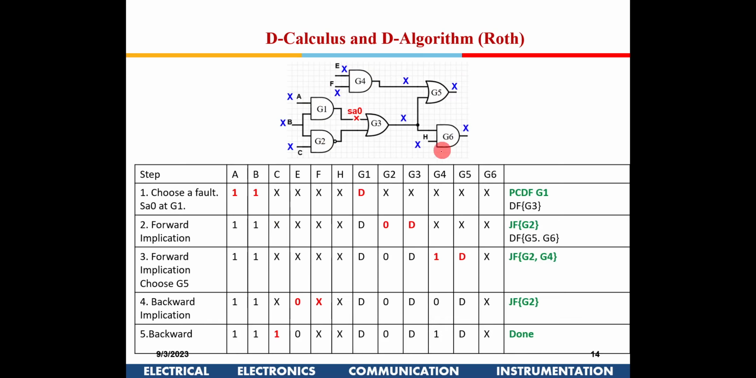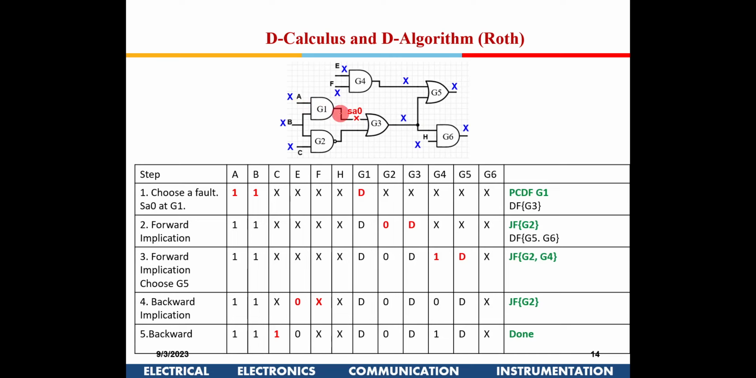Now suppose this is the initial state of the circuit. It's all X. So the algorithm is going to assign X to each net. It is all X at time t minus 0, so that is not shown here. All are X. And if I have to have a stuck-at-0 here, I need to assign a equal to 1, b equal to 1.